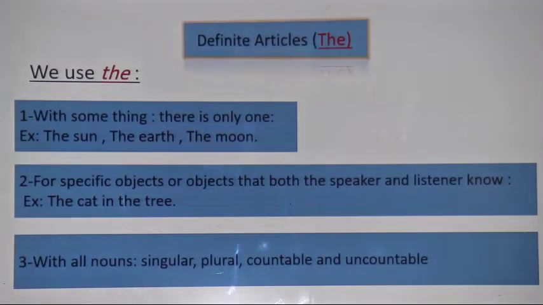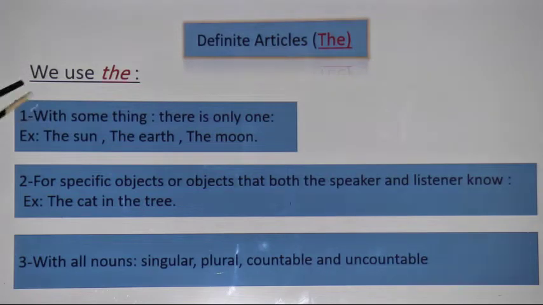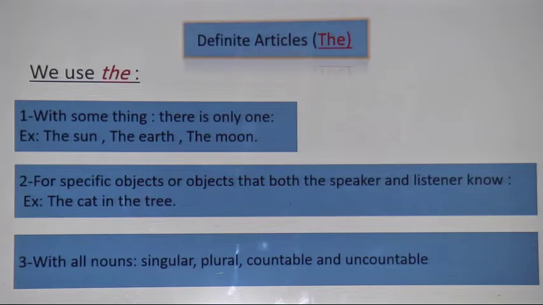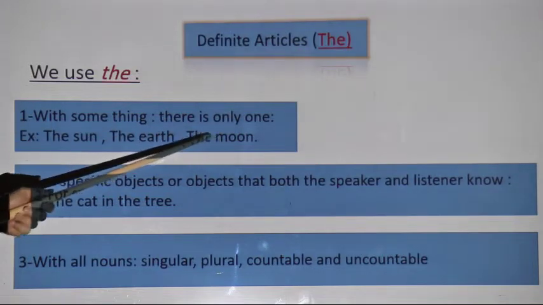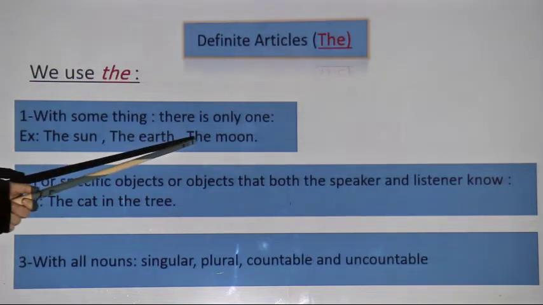Now, let's talk about definite articles, اللي هي the. We use the. Number one, with something there is only one. يعني نستخدم the مع الشيء موجود منه شيء واحد في الأرض. For example, the sun, الشمس. The earth, الأرض. The moon, القمر.